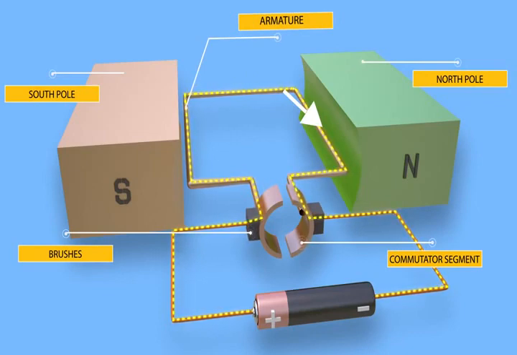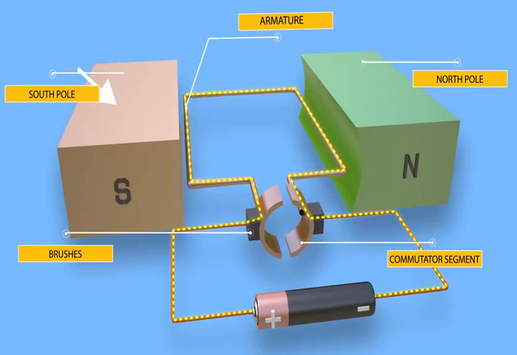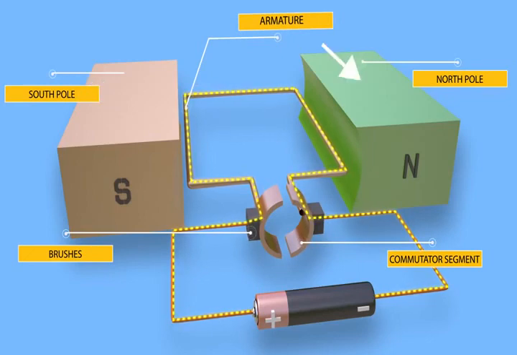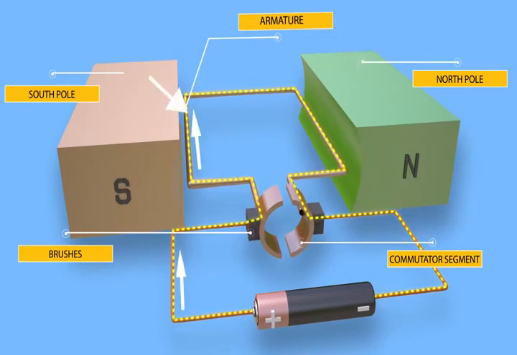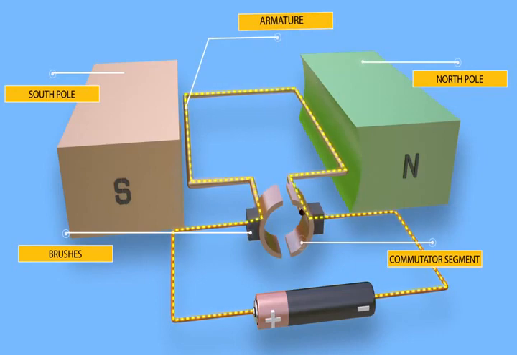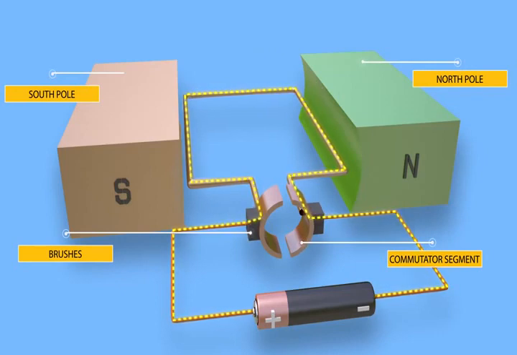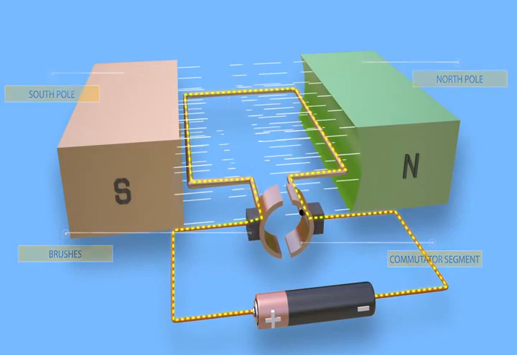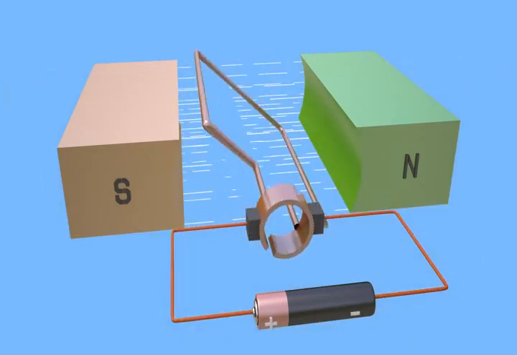As we see in the model, the north pole of the magnet is placed near the left side, and the south pole is placed near the right side of the turn. Current in the left side flows inward, and current in the right side flows outward. As we see, the conductors are carrying current and are placed in a magnetic field. Both of them experience a mechanical force acting on them.